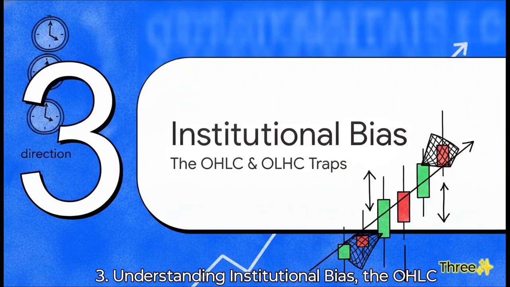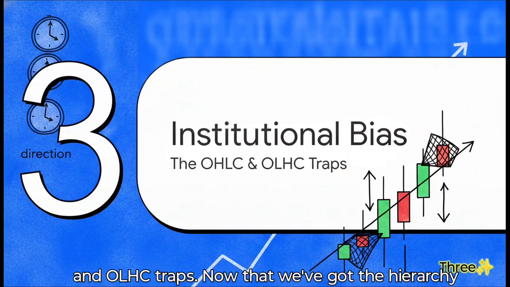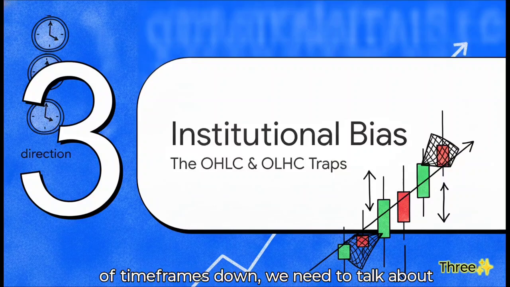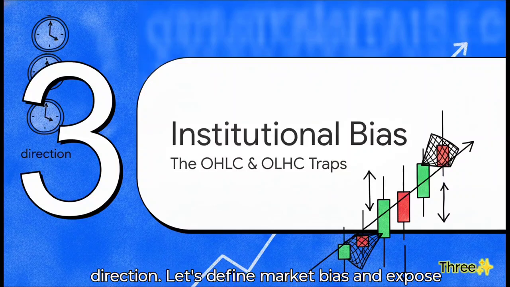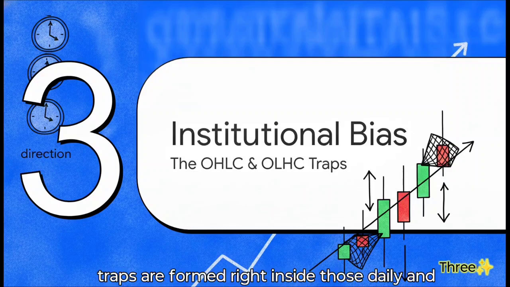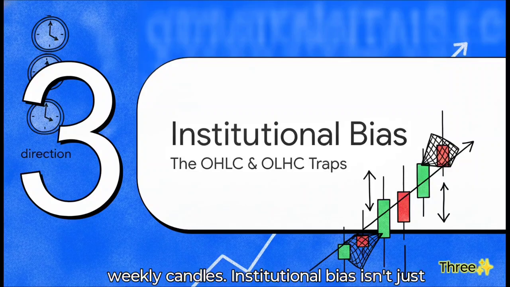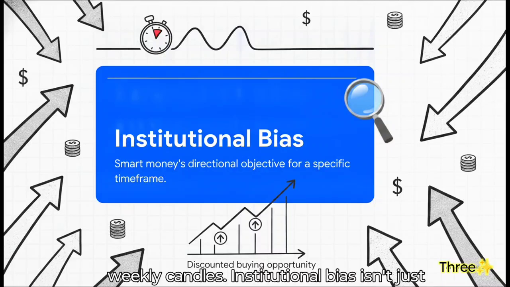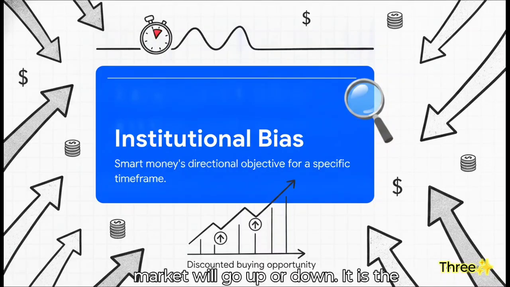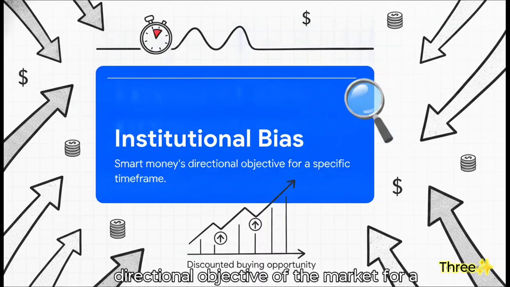Section 3. Understanding Institutional Bias, the OHLC and OLHC traps. Now that we've got the hierarchy of timeframes down, we need to talk about direction. Let's define market bias and expose how institutional traps are formed right inside those daily and weekly candles. Institutional bias isn't just some gut feeling or a guess about whether the market will go up or down. It is the predetermined directional objective of the market for a specific time frame, driven entirely by smart money accumulation.